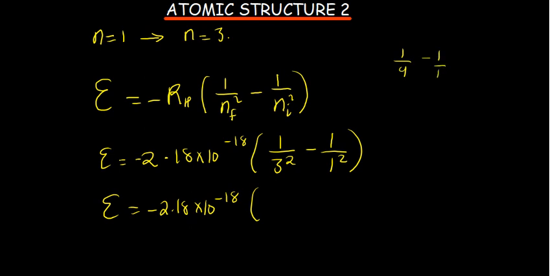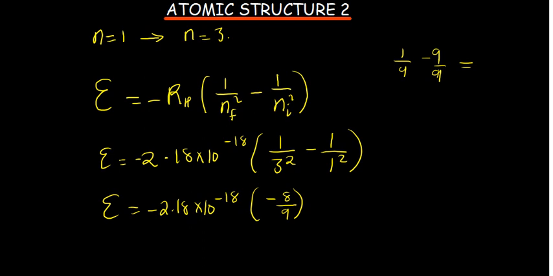Now 1 over 1 can also be written as 9 over 9. I just want to make the denominators the same. Since the denominators are the same, we can just subtract what is on top. 1 minus 9 is negative 8 over 9. So we get negative 2.18 times 10 to the power negative 18, multiplied by negative 8 over 9. So I'll say 2.18 times 8 over 9.